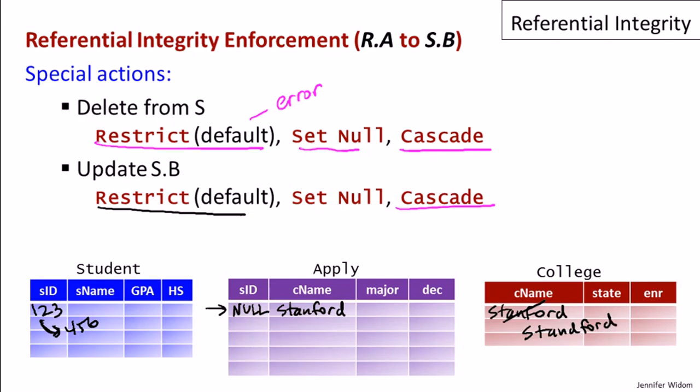But if someone makes this change, if we have the cascade option for the referential integrity constraint between apply CNAME and college CNAME, then that update will be propagated to any referencing values. So in that case, automatically, this Stanford and any other Stanfords in the apply table will be updated automatically to Stanford. Now let's take a look at referential integrity in action.